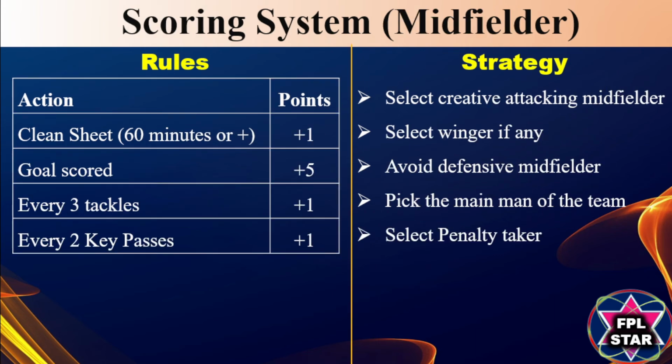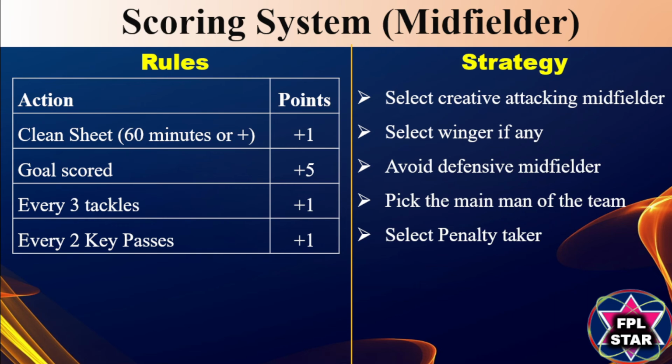Now move on to the midfield scoring strategy. A midfielder gets a clean sheet for 60 minutes or more and just 1 point, and if a midfielder scores, then he gets 5 points, and for every tackle he gets 1 point for you, and for every 2 key passes you get 1 point. The strategy for midfielders is you should select a creative attacking midfielder, because a creative attacking midfielder will give you scoring points, and also give you key passes.